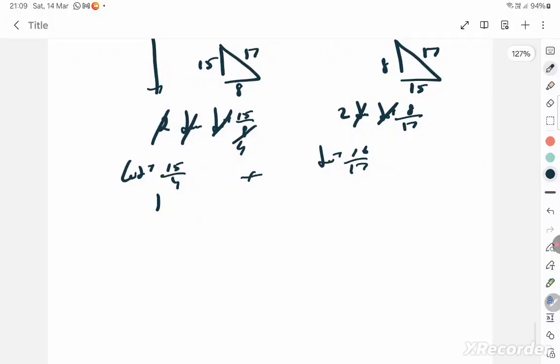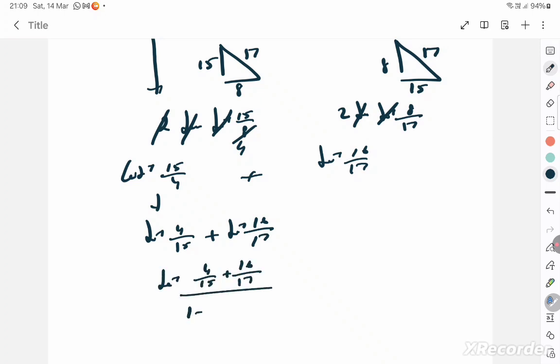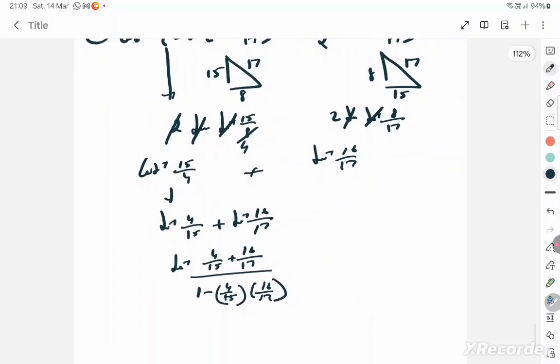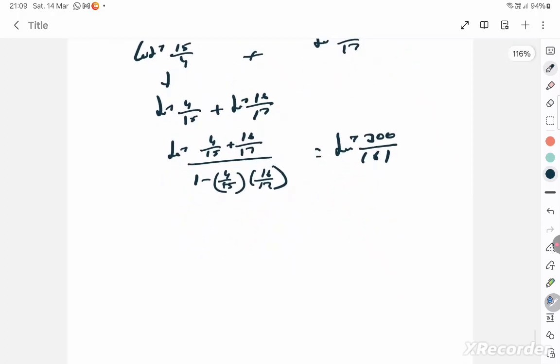You can always write this as tan inverse of 4 by 15 plus tan inverse of 16 by 17, which is tan inverse of x plus y by 1 minus xy. Solve this. You obviously will get whatever you have to get on the right hand side. Tan inverse of 300 by 161 is something that you would get from the calculation alone. So let's go to the next sum.